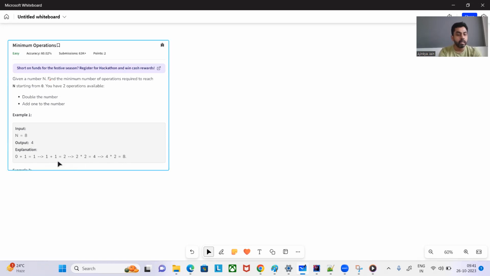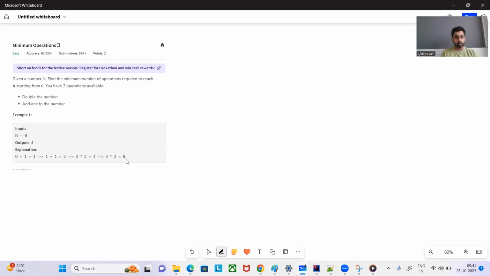And if you observe the pattern, when there is an odd number, what we are doing here is adding 1 to it. And when we are getting an even number, that is 2, we are multiplying by 2, that is doubling the number. Again here there is an even number 4, and we are again doubling the number to 8. So how will we solve this problem? There is another way to solve this problem.